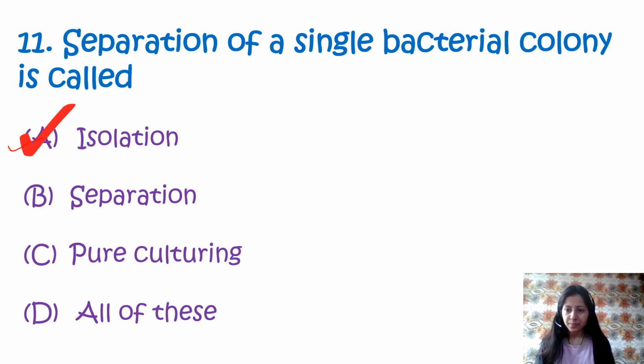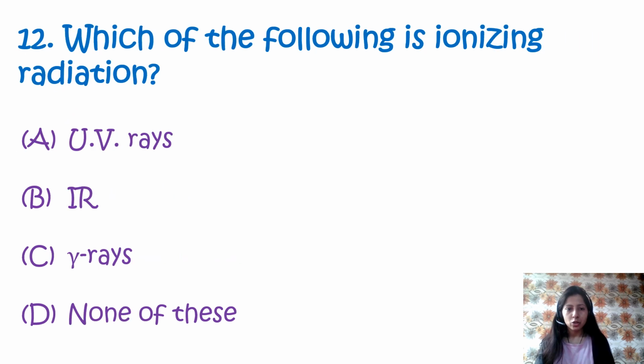Question number 12. Which of the following is ionizing radiation? Option A UV rays, option B IR, option C gamma rays, option D none of these. So which of these is ionizing radiation? So ionizing radiations क्या होते हैं? It's a type of radiation that has enough energy to ionize atoms or molecules by detaching electrons from them.